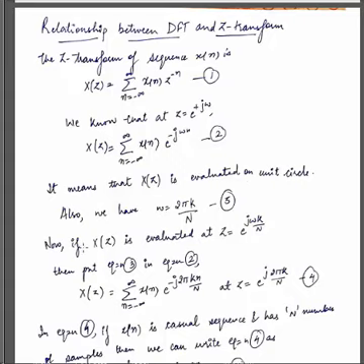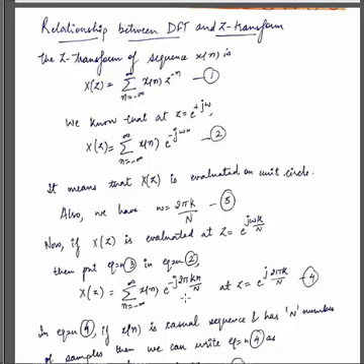Now if x of z is evaluated at z is equal to e raised to power j omega k by n, then by putting equation number 3 in equation number 2, we get x of z is equal to summation n tends to minus infinity to infinity x of n e raised to power minus j 2 pi k n by n, at z is equal to e raised to power j 2 pi k by n. Equation number 4.